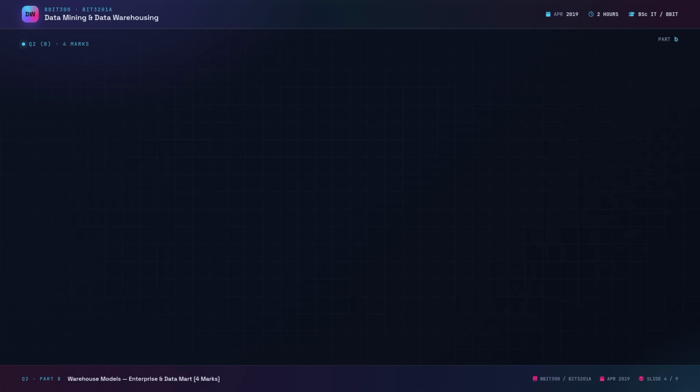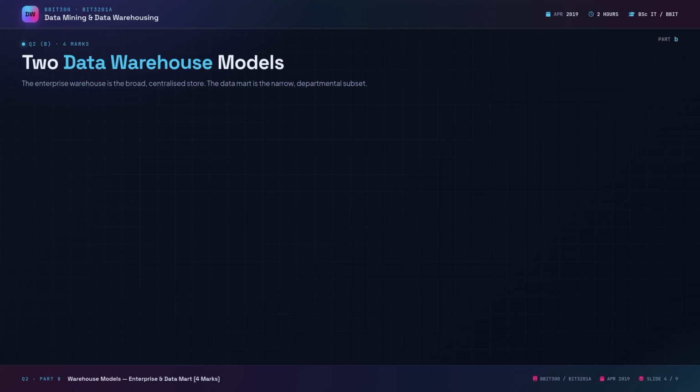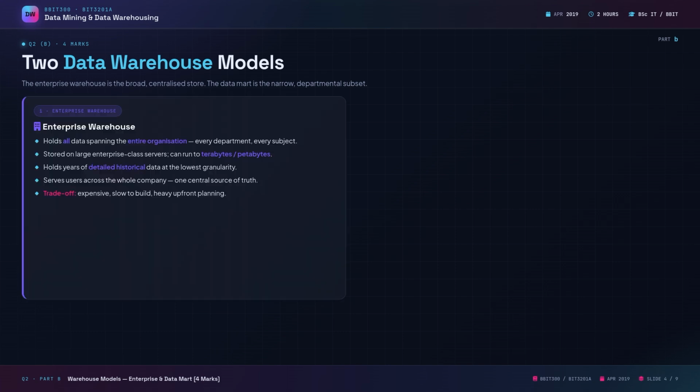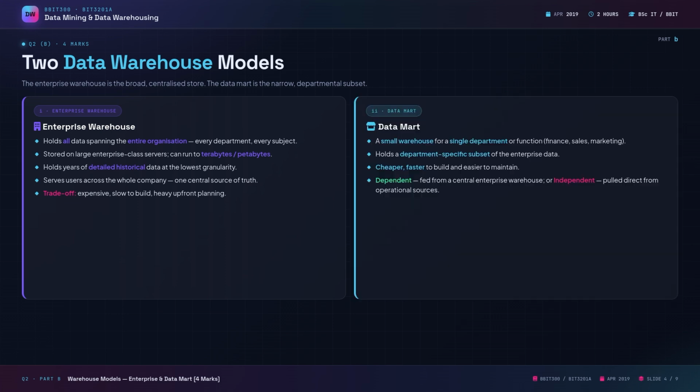Part B is worth 4 marks and asks you to explain 2 data warehouse models, the enterprise warehouse and the data mart. Let's start with the enterprise warehouse. It holds all the data spanning the entire organization, every department, every subject. It's stored on large enterprise-class servers and can run into terabytes or even petabytes.